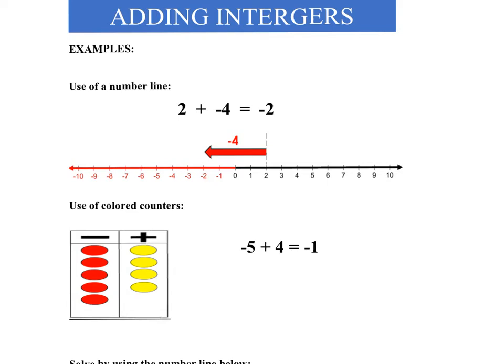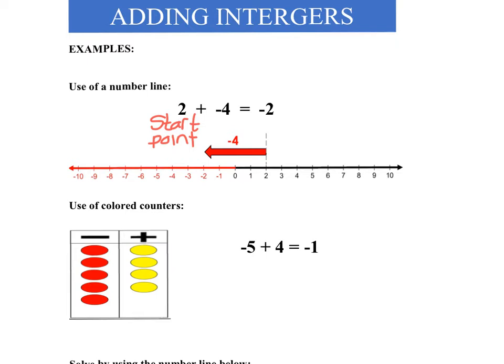Alright, so today we're going to be adding integers, and let's go ahead and look at two examples. Let's look at the number line. Remember, this starting number here is going to be our starting point. So notice 2 is where we start. This is our starting point.